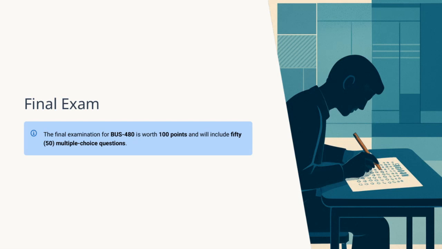The final examination for Bus 480 is worth 100 points and will include 50 multiple-choice questions. This exam is designed to assess your understanding of the entire course material, so it's important to review all key concepts we've covered. Remember, the questions will test your ability to apply what you've learned, so focus on understanding the core principles rather than just memorizing facts. As we've discussed throughout the course, connecting theory to real-world scenarios is crucial, and this exam aims to evaluate that skill. Make sure to manage your time wisely during the test and stay confident in your knowledge.